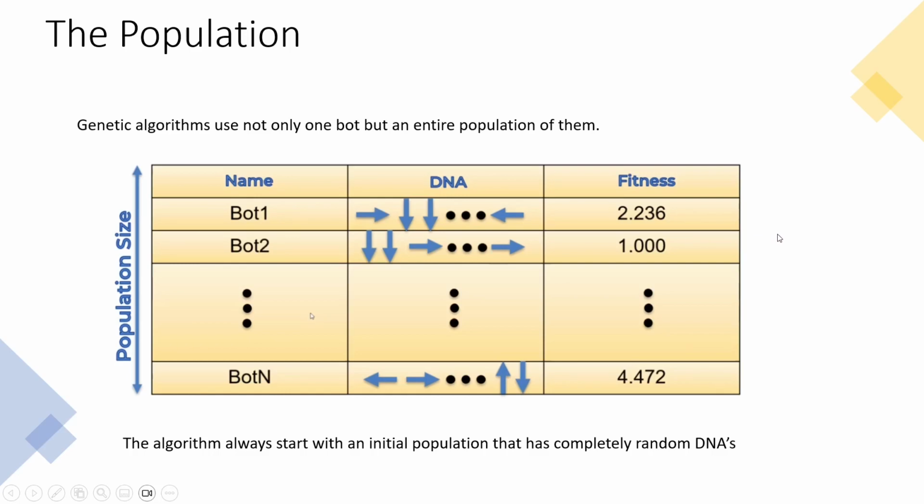And the algorithm always starts with an initial population that has completely random DNA. That's important as well. You don't need to choose something for your initialization problem. You start with a random DNA, and then you will be selecting the fittest over that population. By selecting the fittest from the population, you will come up with a solution with our genetic algorithms.